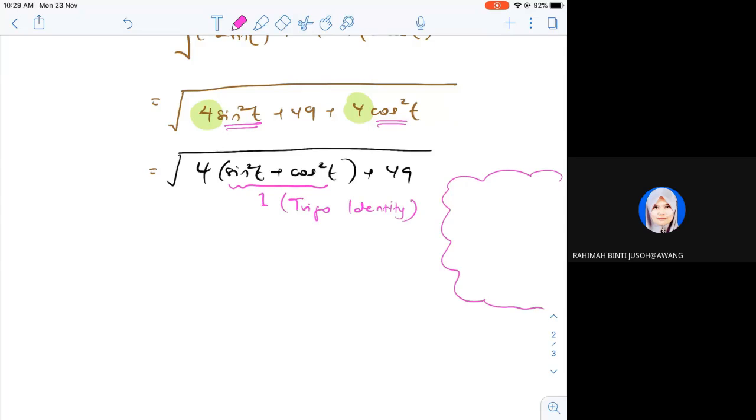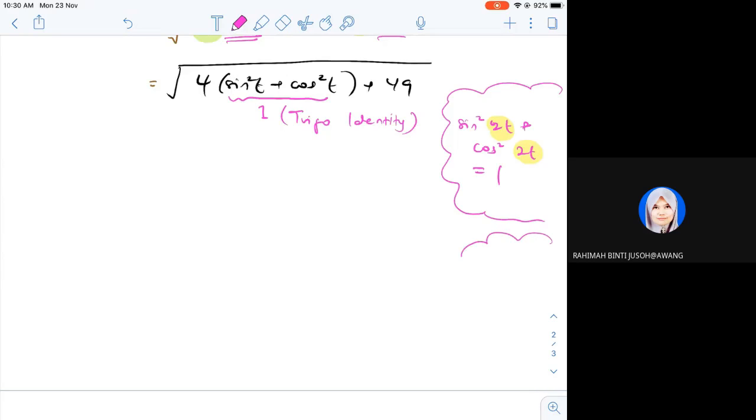What happens if you have, let's say, sin squared 2t plus cos squared 2t? Is it equal to 1? Yes. Listen carefully. If you have 2t here and 2t here, sin squared 2t plus cos squared 2t is also equivalent to 1. The condition is that the coefficient must be the same. It doesn't matter if you have sin squared 3t plus cos squared 3t, this is also equivalent to 1, as long as the coefficient here and here are the same. Understand?